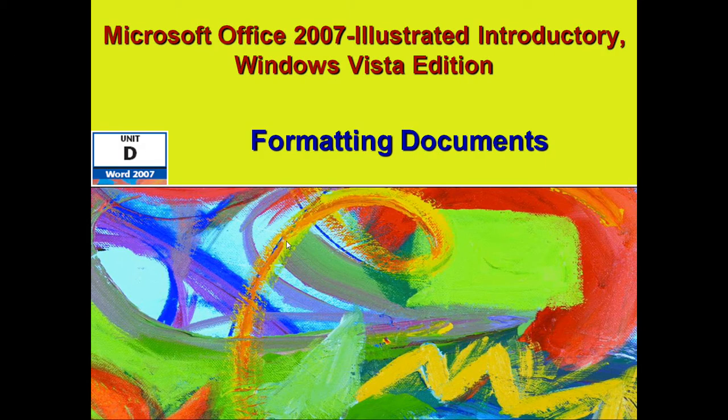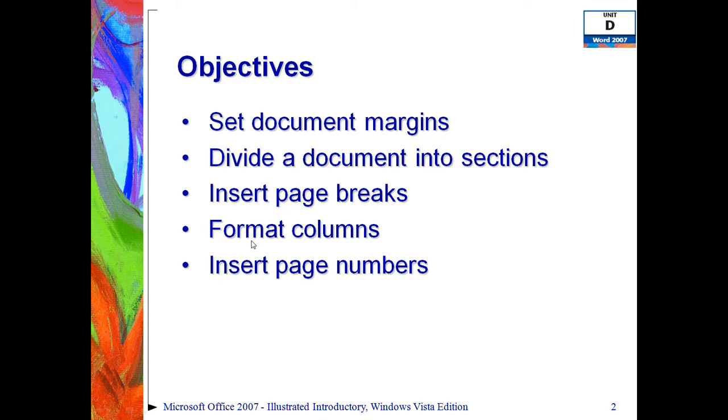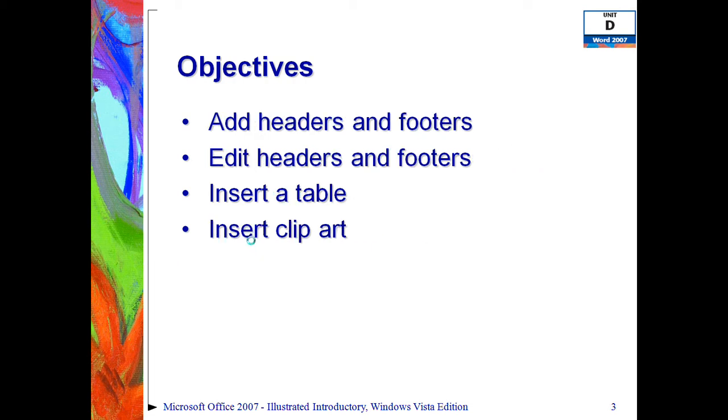In this series of videos, we're going to be looking at Word Unit D, which is going to be dealing about formatting documents. Some of our objectives for this unit are to set document margins, divide a document into sections, insert page breaks, format columns, insert page numbers, add headers and footers, edit headers and footers, insert a table, and insert clip art.